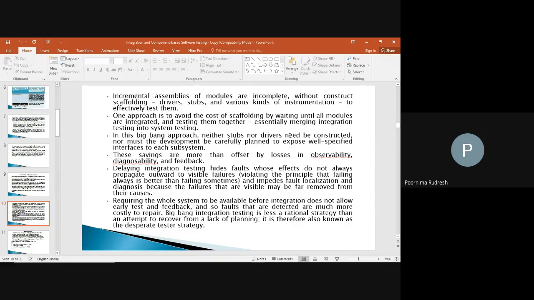Whenever we are performing the assembly of modules, this assembly is incomplete without the construction of scaffolding. You know the different scaffolding techniques: drivers, stubs, or various kinds of instrumentation. Here scaffolding is nothing but additional code we use to perform the testing and to detect the faults. So we are using additional code in terms of drivers, stubs, or other kinds of instrumentation. But when we use scaffolding in the form of drivers, stubs, or various kinds of instrumentation, what happens? The cost may increase.